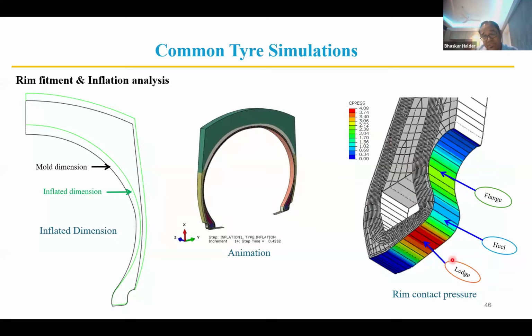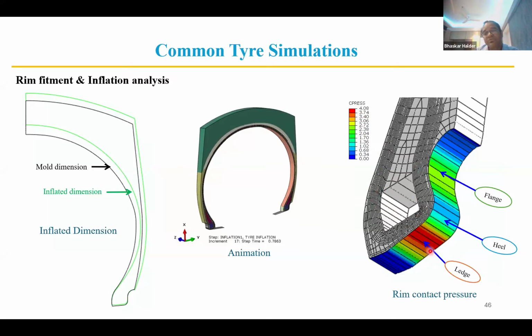So suppose this is the ledge, the value is 4.08 megapascal. So we are checking this stress value with our inflation pressure actually. There is a correlation between that: how much inflation pressure, how much megapascal stress is required. So we have a correlation on that. Accordingly, we can finalize.